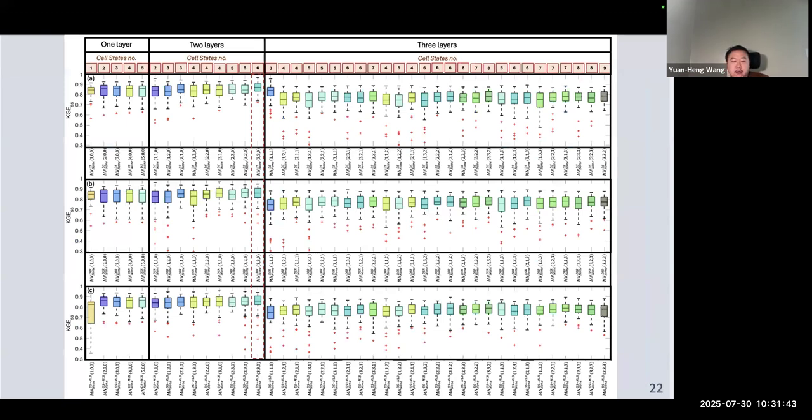Okay, so here, this is a very complicated figure, but let me walk through it. Here are the results for the multi-layer distributed state network. We ran a network with a combination of 1 to 3 layers, and each layer allows a maximum of 3 nodes. So we organize the results into 3 blocks, from left to right, with the number of layers increasing from 1 to 3, and the cell state number is increasing.